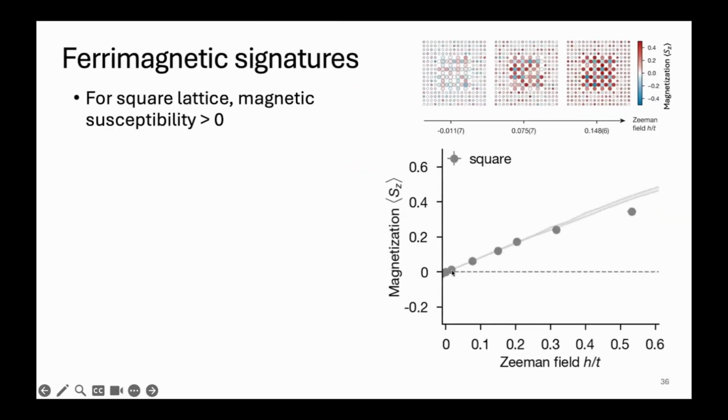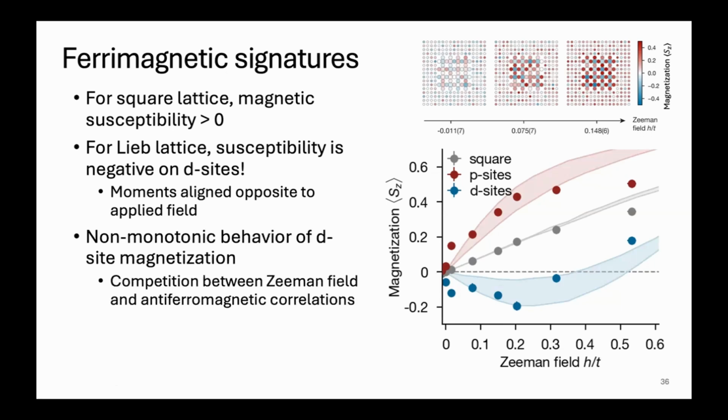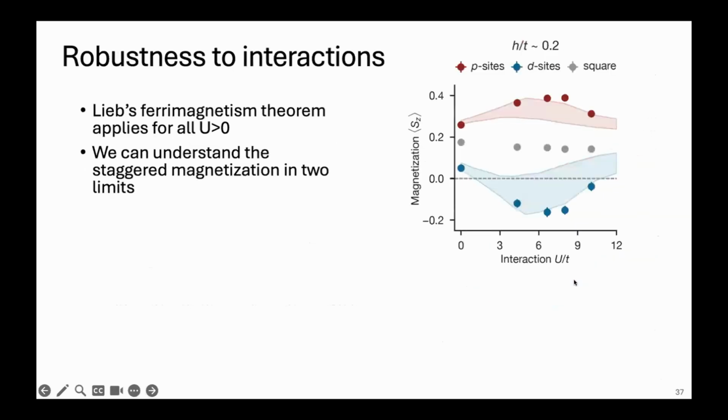We can measure how much that is. So this is the comparison in the square lattice as we introduce the spin imbalance, which is equal to applying a Zeeman field. Nothing happens, but the P sites in the Lieb lattice grow very quickly in density with that Zeeman field, whereas the D sites actually reduce; they populate with the opposite spin state. This really nicely shows this ferrimagnetism as we introduce the Zeeman field. So this is interesting non-monotonic behavior, which is really the hallmark of that. This whole thing, as Lieb predicted, is robust to interactions.